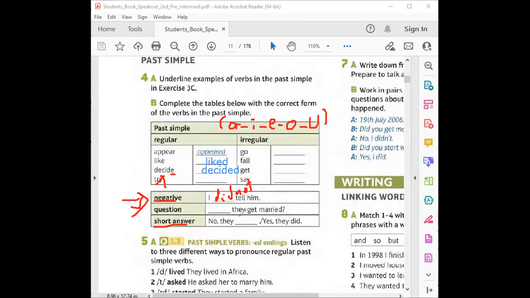Okay, now how do we make this as a question? They got married. Or they... Did. get married. So what's the missing word there? Did. Did they get married? Yes, and don't forget that the first letter needs to be capitalized. Did they get married? The answer can be yes, they did. Or no, they didn't, right?